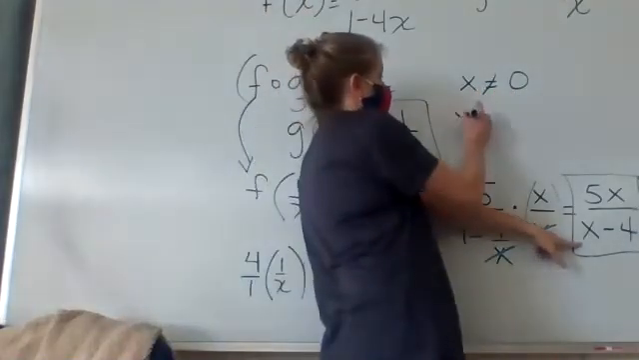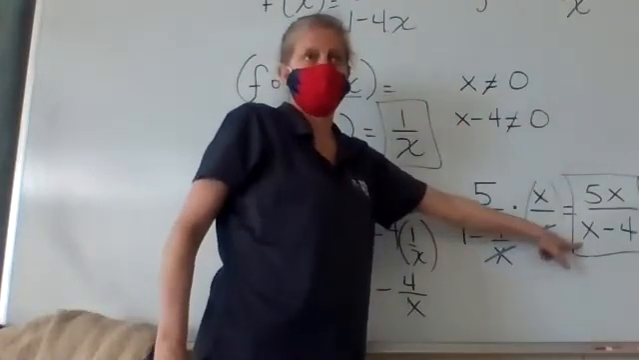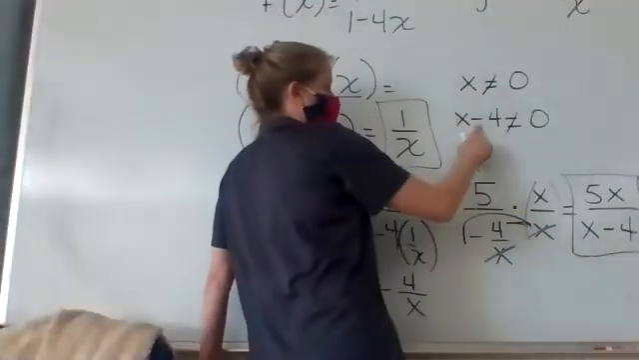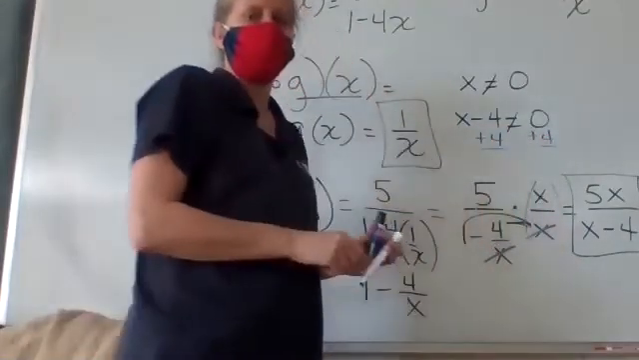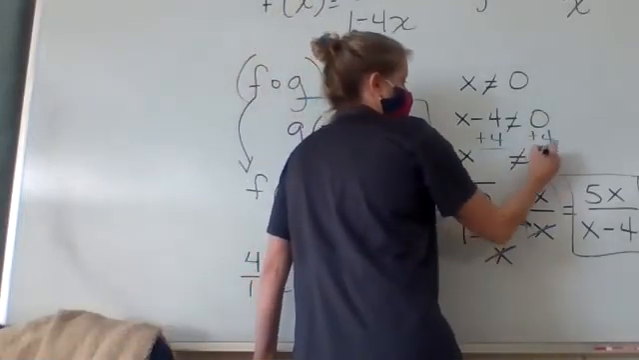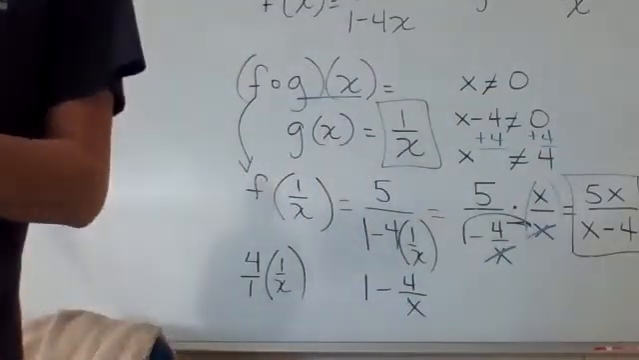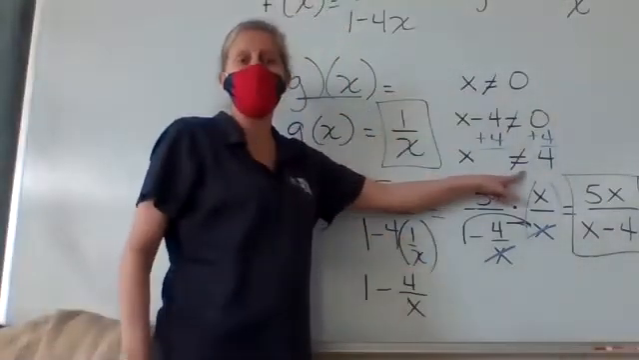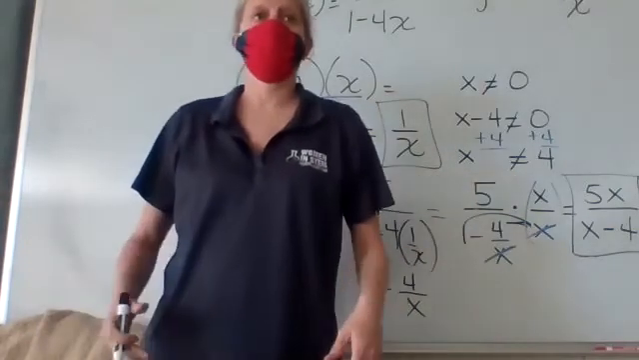What about here? x minus 4 can't equal 0 either. I do need to work a little bit to solve that, to see what x can't equal, but it's not bad. I just need to get rid of that minus 4 with a plus 4. So what else can't x equal? It can't equal 4. So there's 2 restrictions in the domain. X cannot equal 0 and x cannot equal 4, which means it can be anything else.